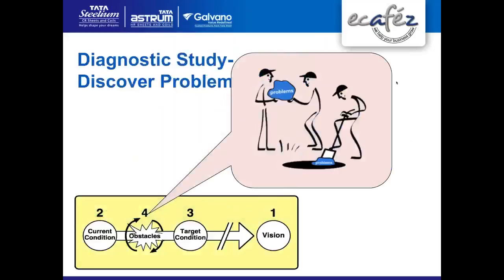So the first thing to be done is to find out what the obstacles are. If you just see here, the vision is there for the continuous growth. Then the target we have made for next year, and I know what my actual current performance is. So the first thing, what is blocking us from attaining our target, has to be identified, for which a diagnostic study is needed to discover the problem as shown here. So we need a tool.